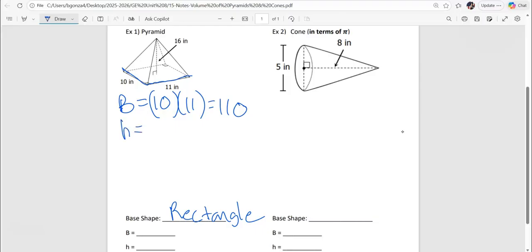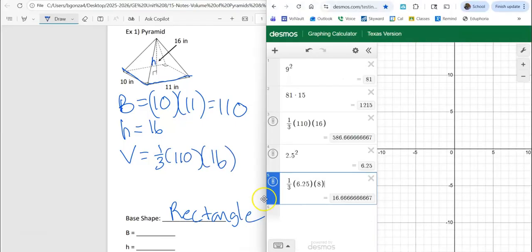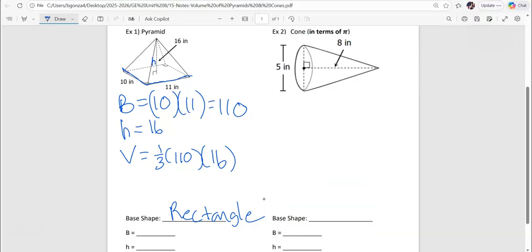What is the height? Straight up and down. The height is 16. So don't make the error of just doing 110 times 16. Since it's pointy at the top, it's 1/3 times 110 times 16. Don't forget the 1/3 if it's a pyramid or a cone. Now, I did that earlier, and I got 586.67.